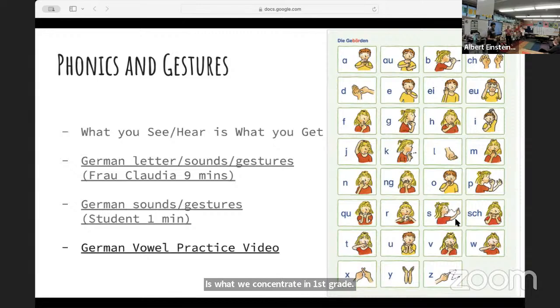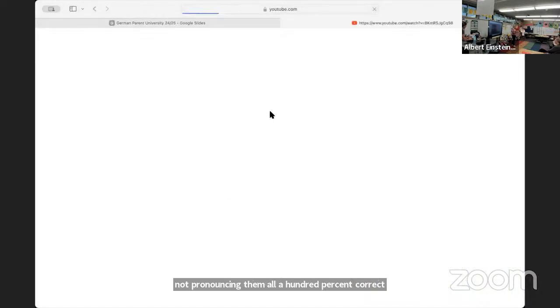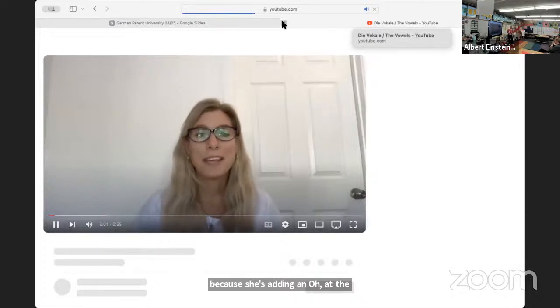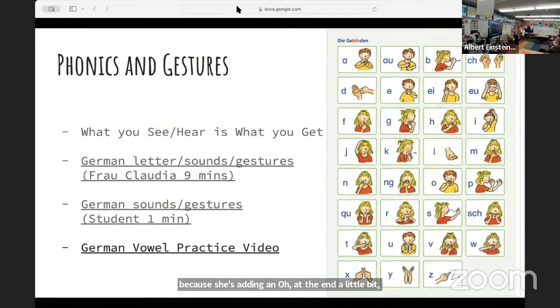We have a little video from a former student who's doing some of the sounds. Now, she's not pronouncing them all 100% correct because she's adding an "uh" at the end a little bit, which is a German way of saying those sounds in a more playful way. But yeah, she's getting very close, and we want kids to.